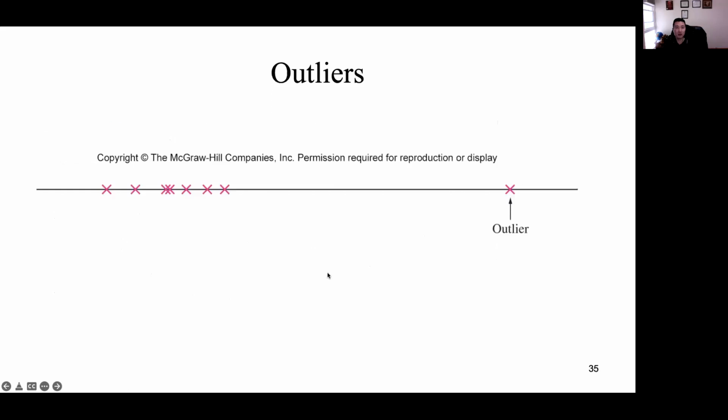So for example, here we have a sample of 1, 2, 3, 4, 5, 6, 7, 8. So 8 sample items, and one of them is much larger than the remaining 7. So we call this an outlier. Much bigger, or much smaller, also belongs to outliers.